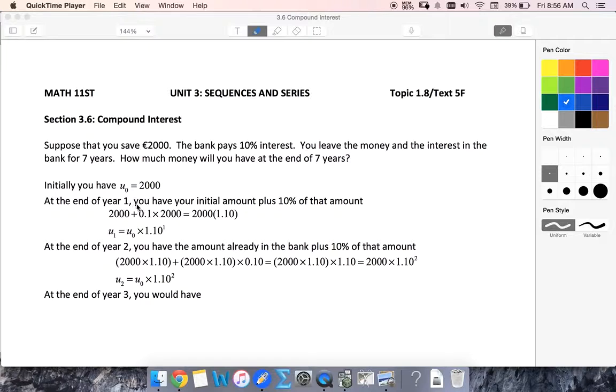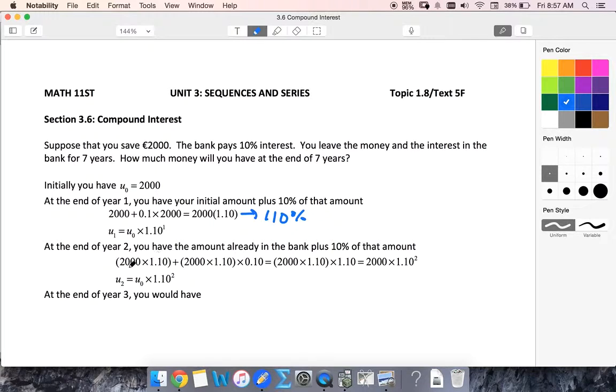So then at the end of year one, that's when you get your first 10% of interest. So you get all of your money plus 10% of that money. It's like multiplying 2,000 times 1.1, which is the same as saying that you're getting 110% of your money, because you get all of your money, that's the 100%, plus the 10% raise. So at the end of the year, we have 1.1 times our starting amount.